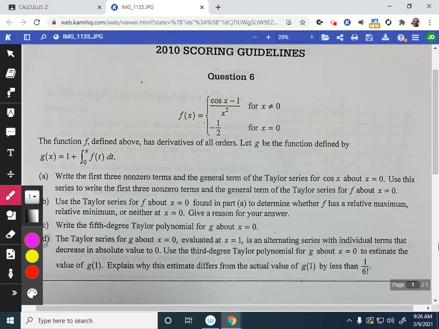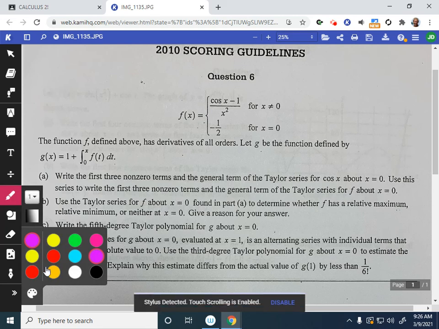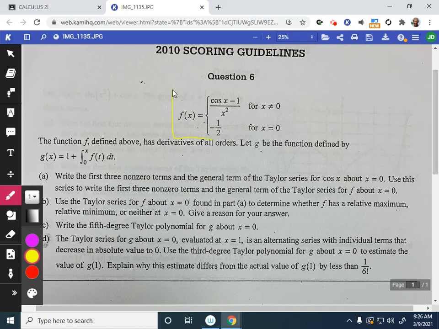2010 question number 6. These are tough. Take your time, but they're not so tough that you can't do them. They just hurt your brain. Okay, function above is f. It has derivatives of all orders. Let the function g be described like this.